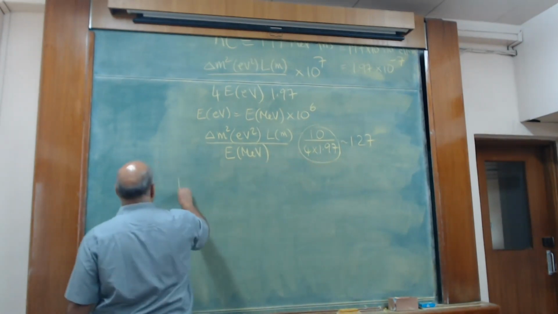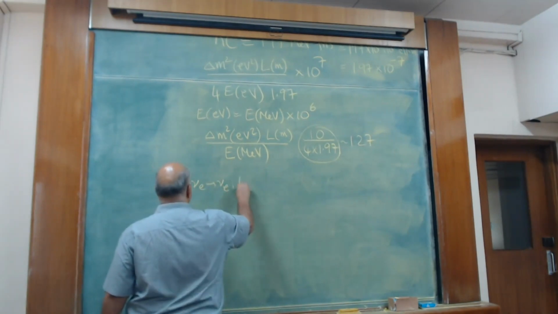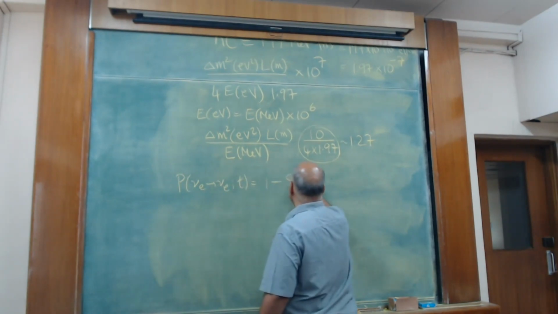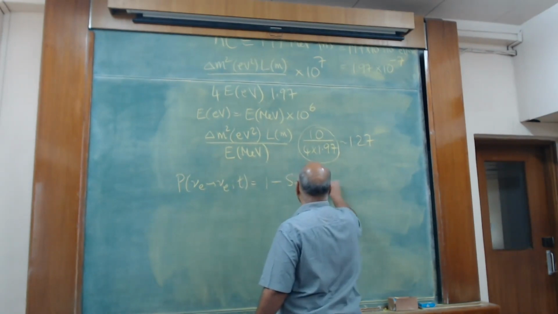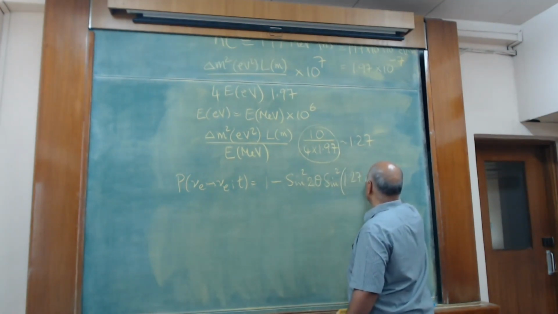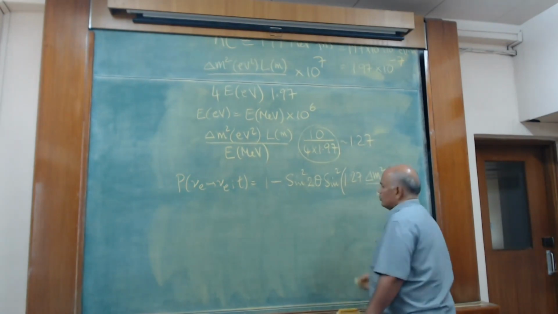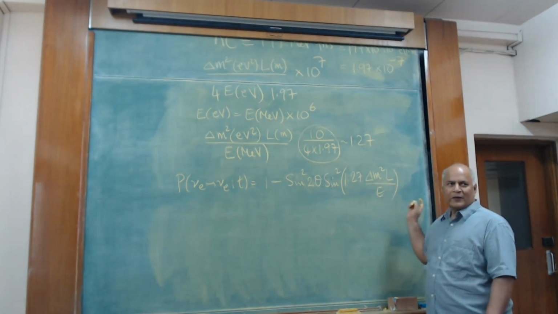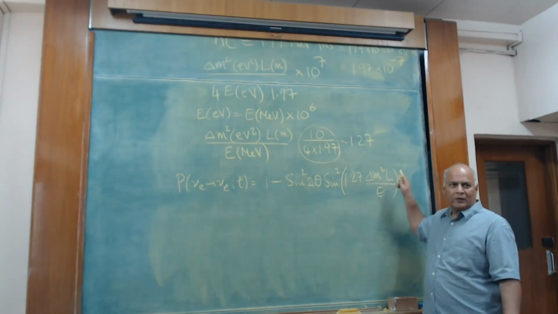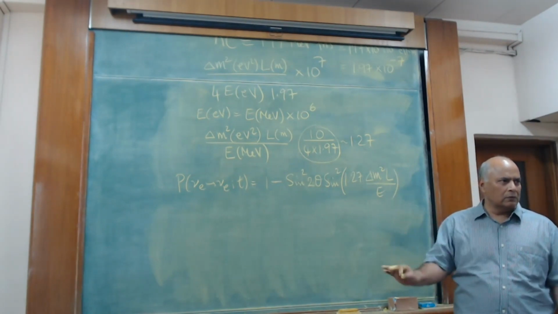So we have P mu e to mu e is equal to 1 minus sine squared 2 theta sine square 1.27 delta m square L over E. So whenever you see an expression like this, it is taken for granted that delta m square, L and E are expressed in appropriate units.